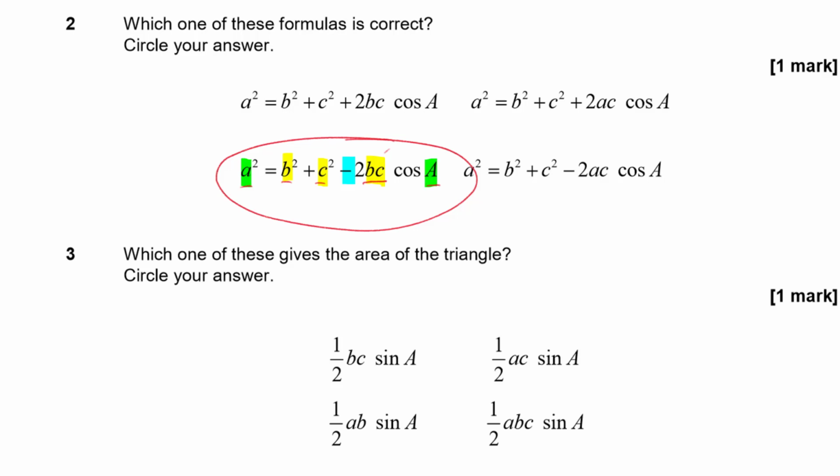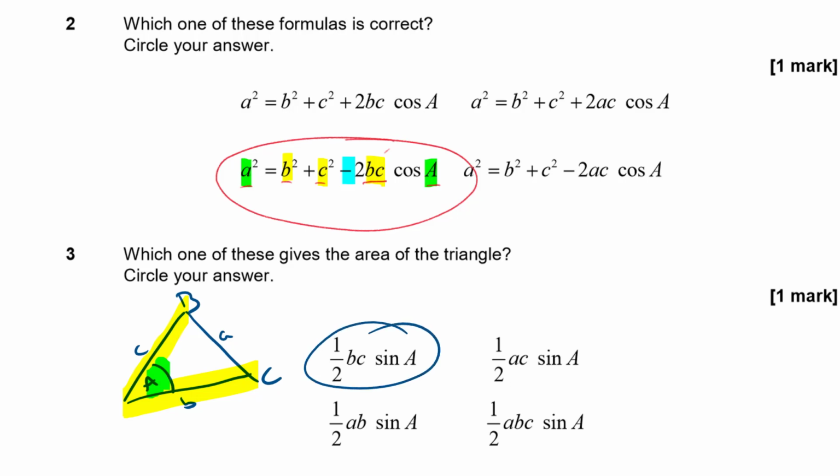Question 3 asks which one of these gives the area of a triangle. So the area of a triangle formula that involves trigonometry has an angle. So if that was angle A, that would be side A. And I suppose if that's B and C, that would be side B and C. Now the equation for a triangle is always two sides and an included angle. So you're looking for two sides and the angle between them. So it's going to be the one involving BC and angle A. So it's this one here, half BC sine A.